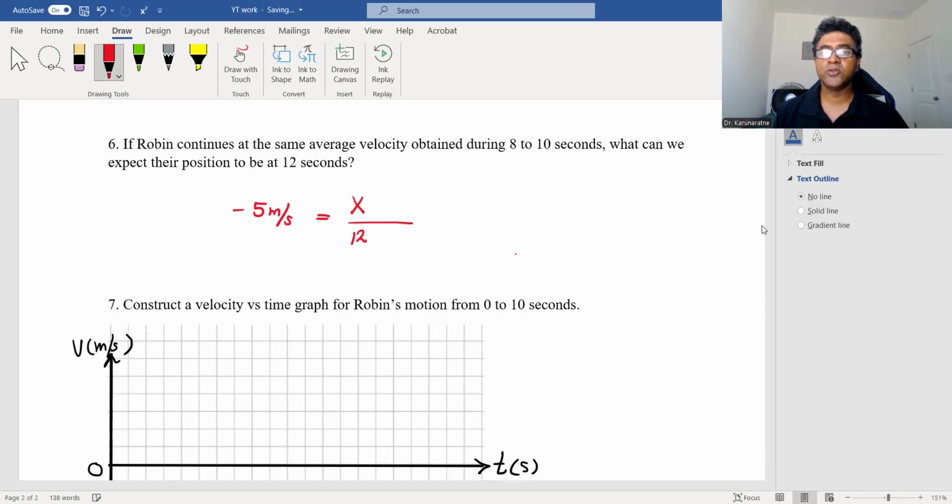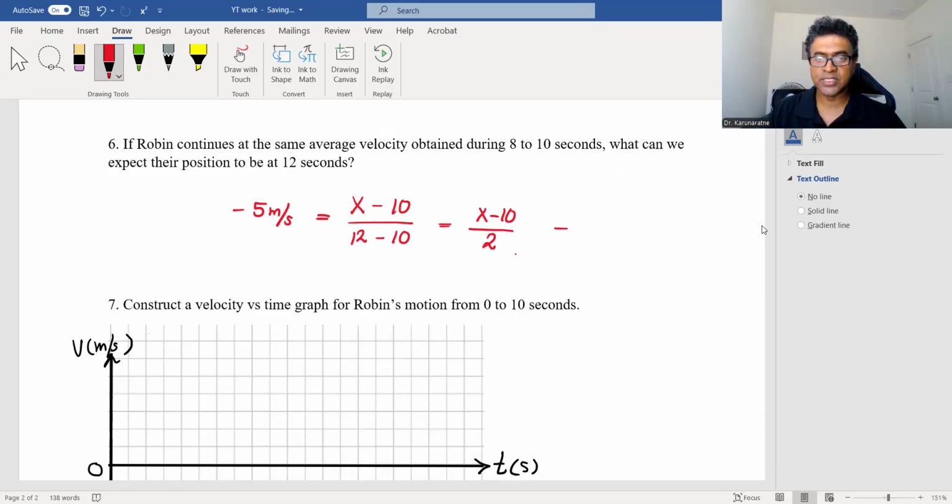And then we also know the final point for our motion. At 10 seconds, it's 10 meters away from the starting point. So I'm going to do this: that's the change in the position, and then minus the change in the time, and that's how we get that. If we simplify this, we get x minus 10 divided by 2.